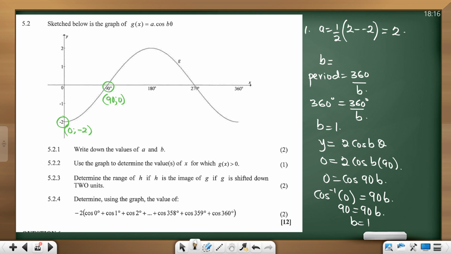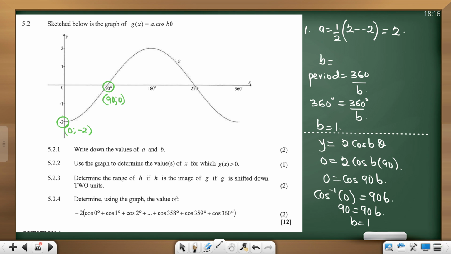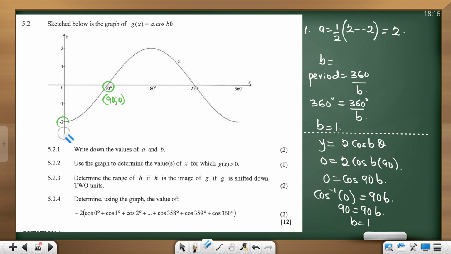Remember using that other method. You can use this one where you find a point on the graph. But remember, your x must not be what? X must not be 0, so I cannot use this point.